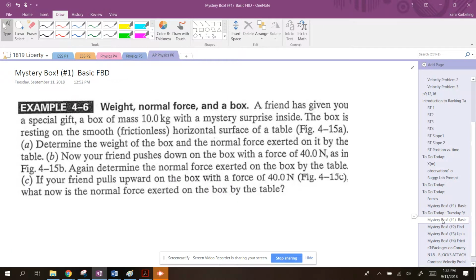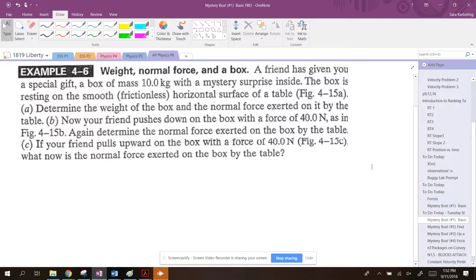Fantastic. All right. So yesterday we started this problem. We started talking about weight, which again is that force due to gravity, due to the earth. The normal force is that perpendicular force. And we found the weight of the box, didn't we? Do you remember how we calculated that? Or you're looking at your notes and so you can write it down. Yep. The force of gravity. What was the equation that we used to find the force of the earth on an object?